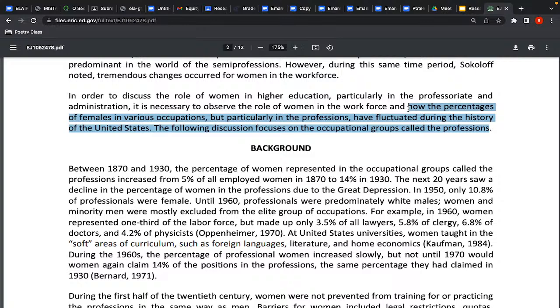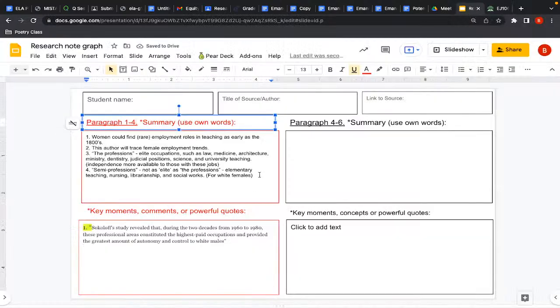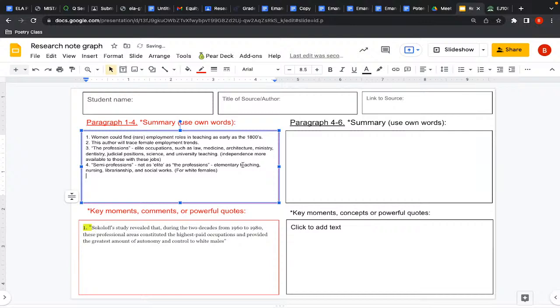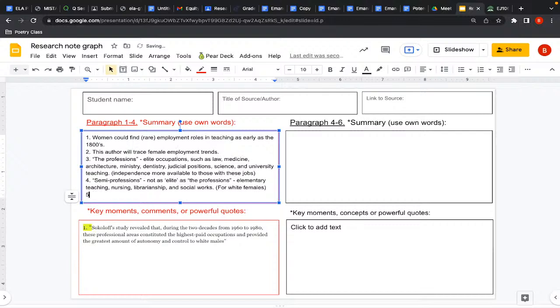How the percentages of women in various occupations. Okay. All right. So she has now basically fully stated her author purpose. In other words, her thesis statement. And that is, I don't know why it's not. Okay, let's stop using all this space. There we go.